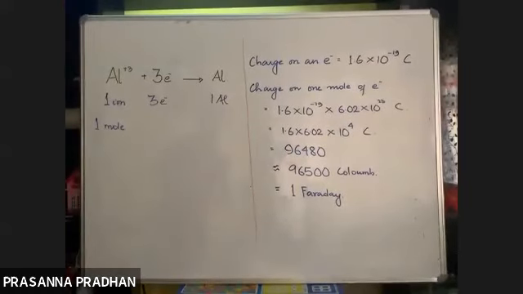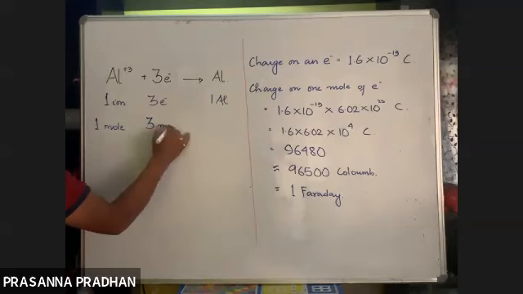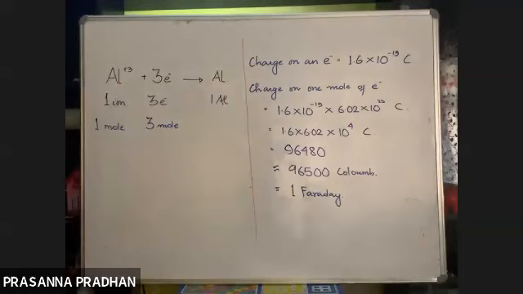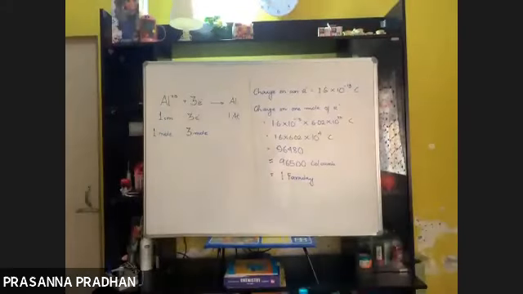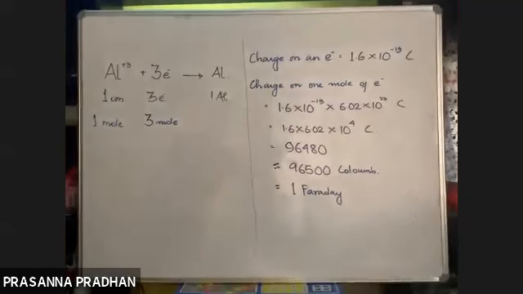Yes, please tell me, 1 mole of Al3+ ion requires how many electrons? 3 moles. It requires 3 moles of electrons. And how many moles of aluminium are going to get deposited? 1 mole. 1 mole of Al is going to get deposited.